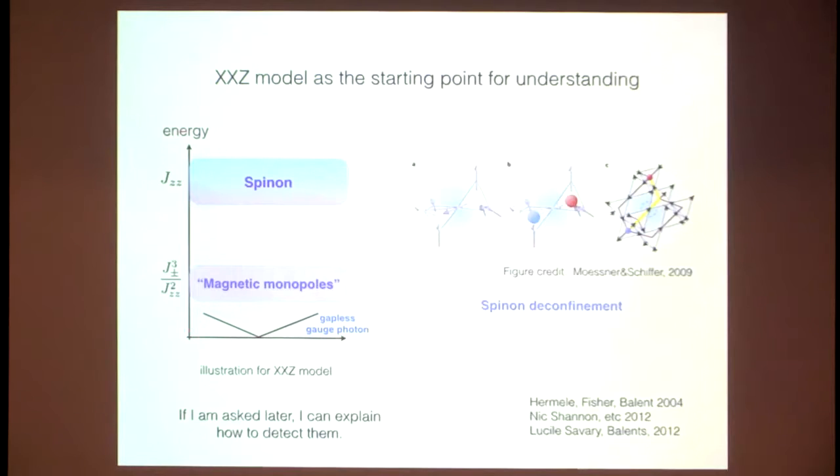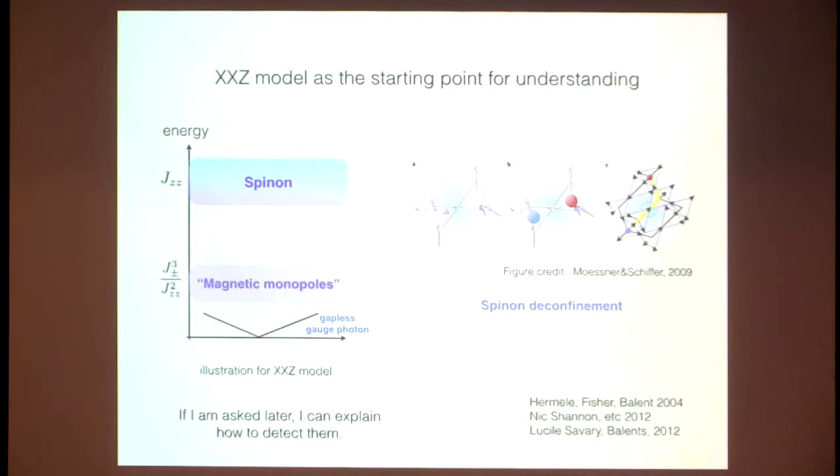This is the energy spectrum of the magnetic excitations. You have fractionalized spinons, there are magnetic monopoles, and there are emergent U(1) gauge photons. And this is a picture of so-called spinon deconfinement in this two-in two-out spin ice manifold.